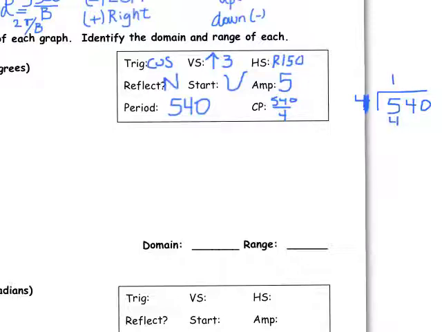So I'm dividing by 4. 1, 4, 14 is 3, 12, 20 is 5. 135. Maybe you could do that in your head. I can't do that in my head. Okay, so we know that a period takes 540 degrees, and we have critical points at every 135 degrees.